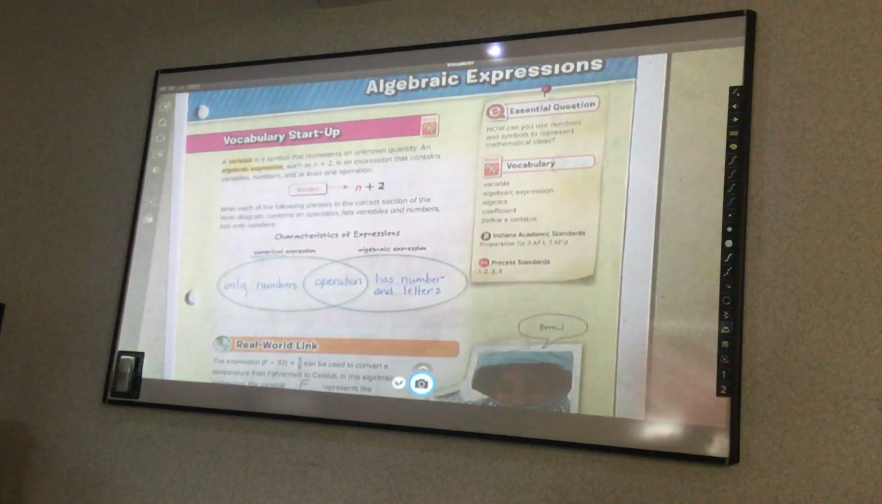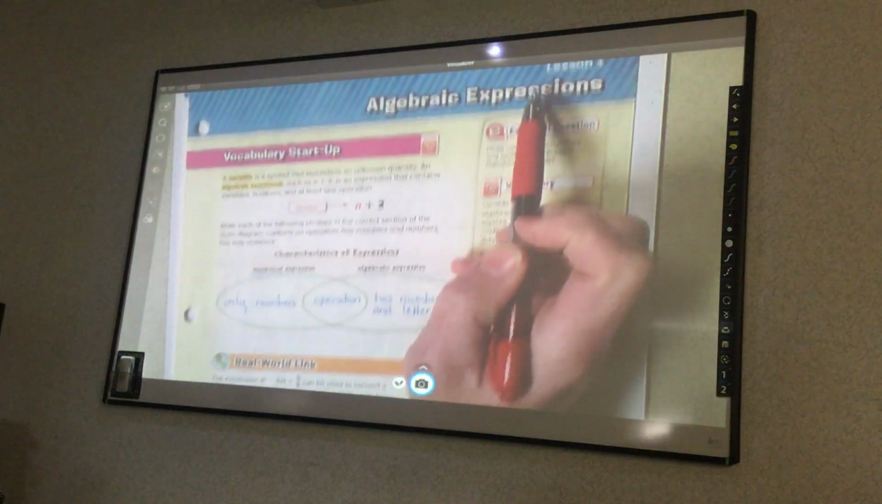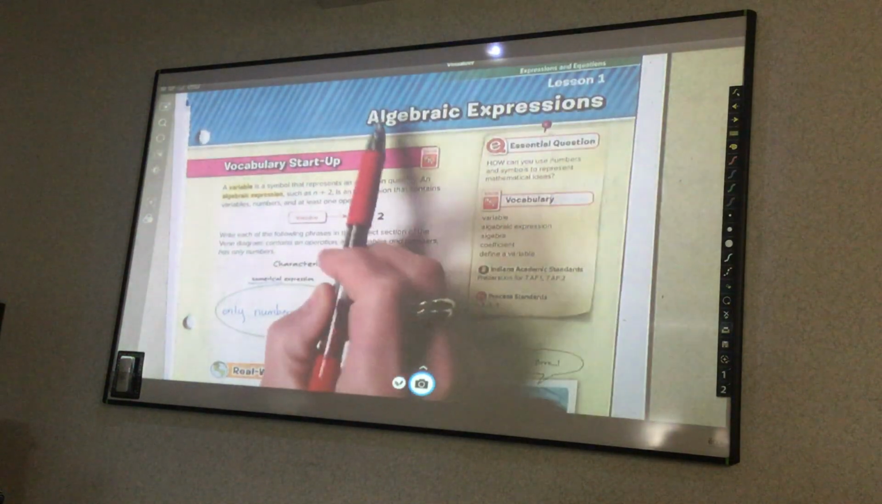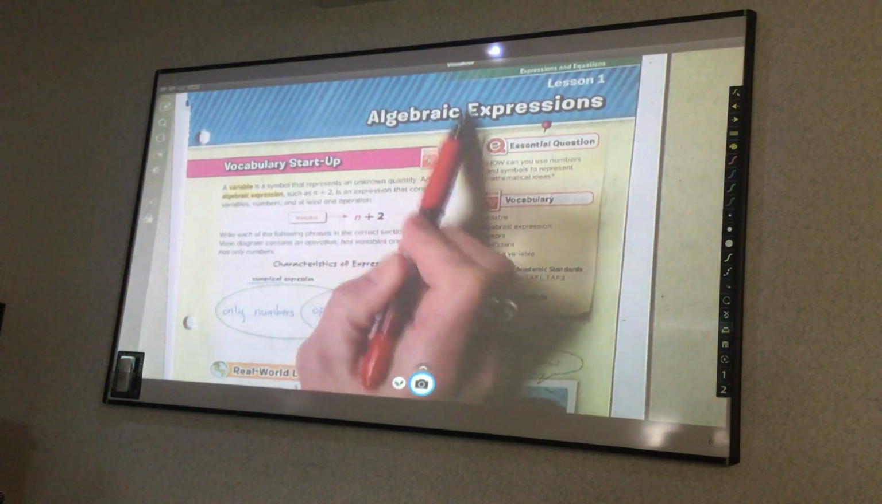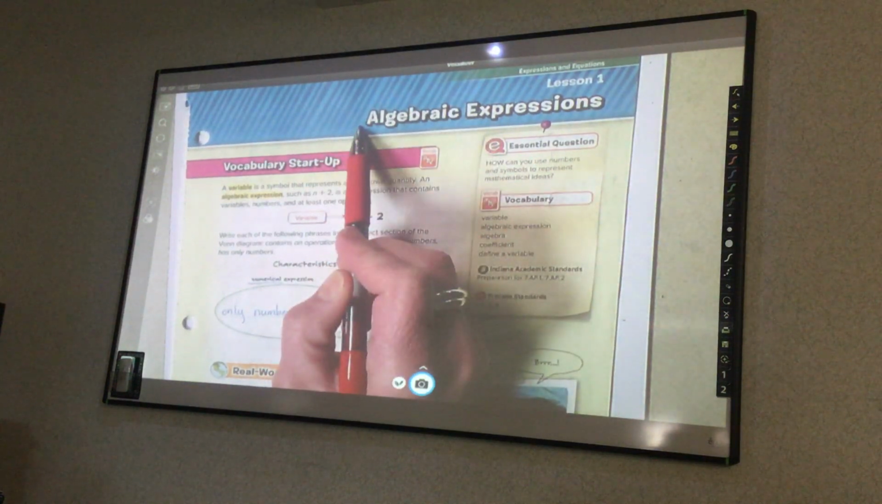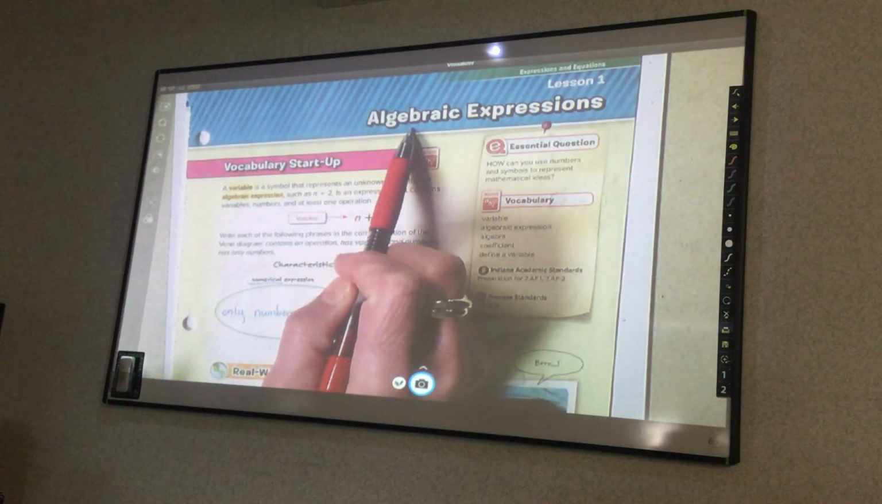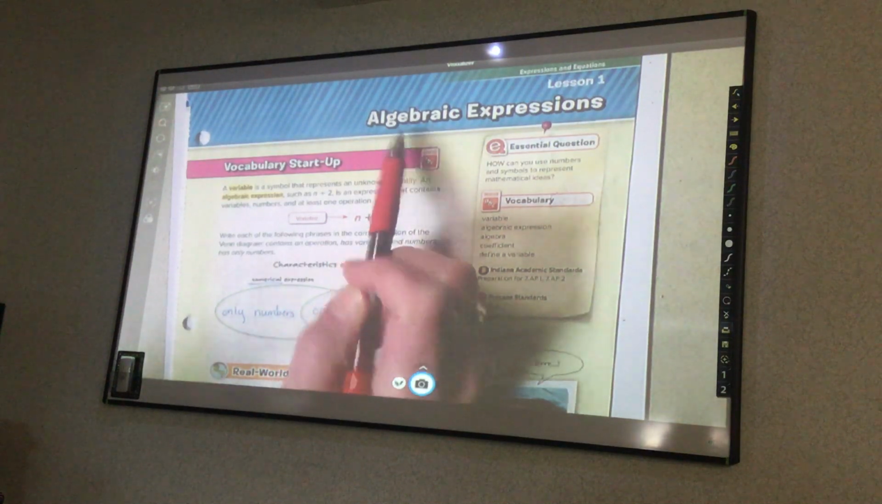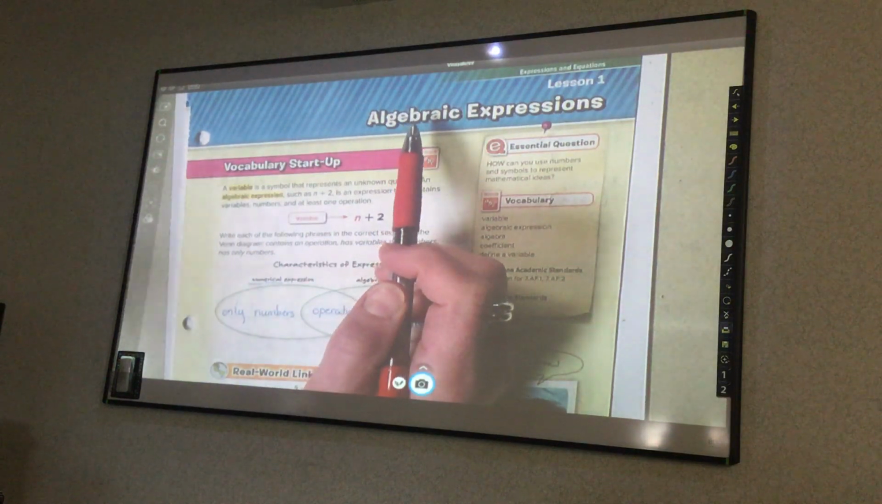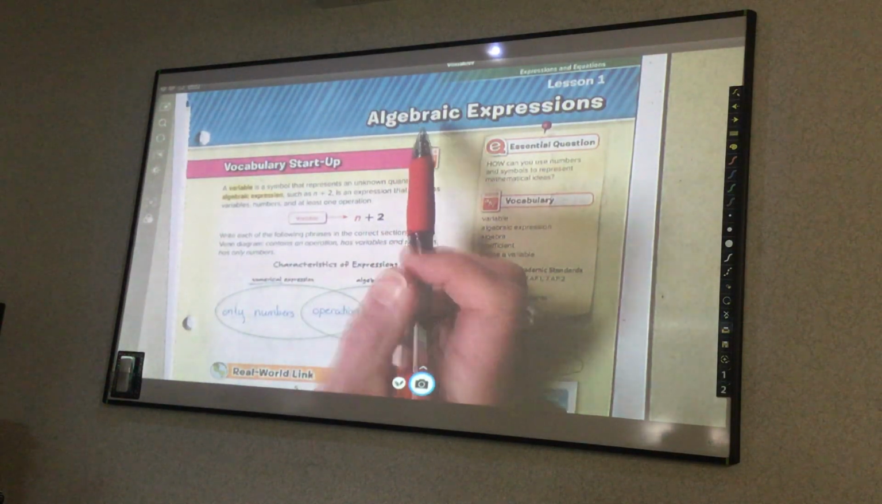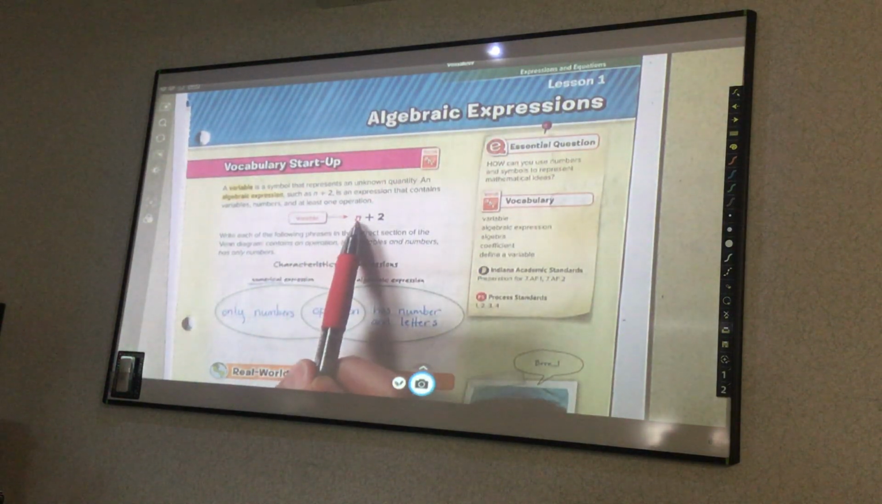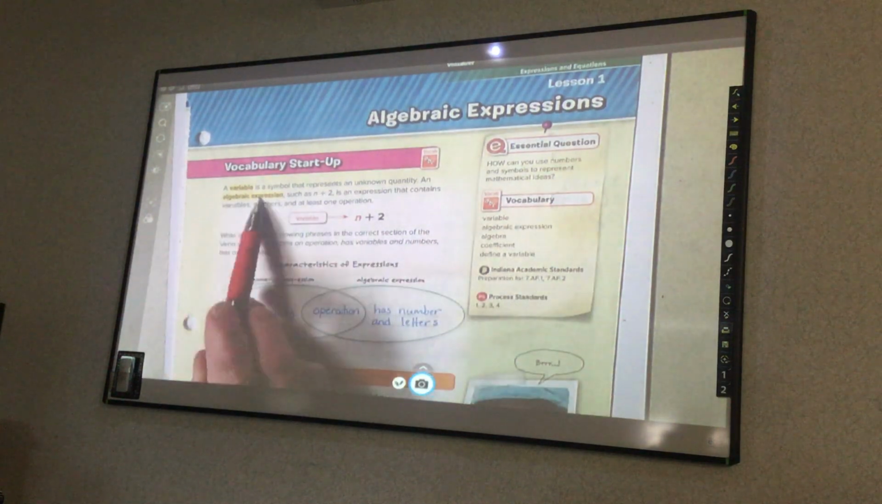So we began a new chapter, chapter 5, with algebraic expressions, and this is lesson 1. When we said algebra, what did we start saying that we now have in our problems? Letters. What's the math term for that letter? Anybody shout out the answer? Variables. So now we have variables in an algebraic expression.